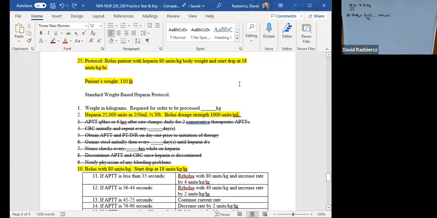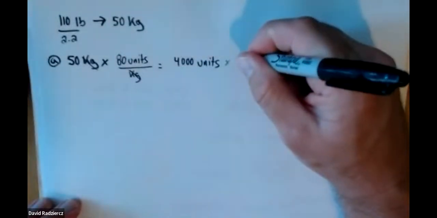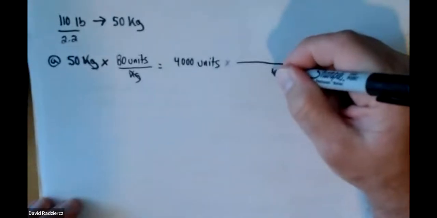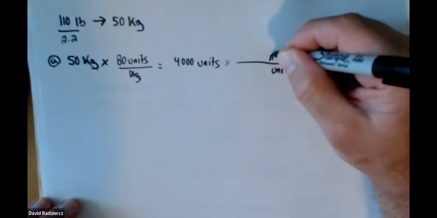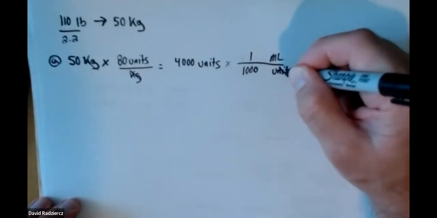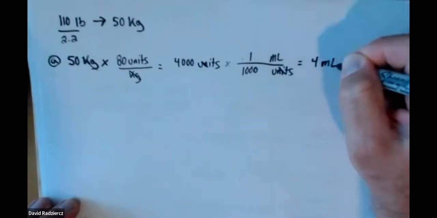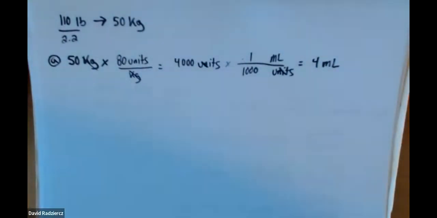So the bolus dose is 1,000 units per milliliter. I don't want units, I do want milliliters. 1 milliliter, 1,000 units. 4,000 divided by 1,000. So my answer for my initial bolus dose for a 50 kilogram patient is 4 milliliters. So that's how you do the first part of the heparin protocol question.